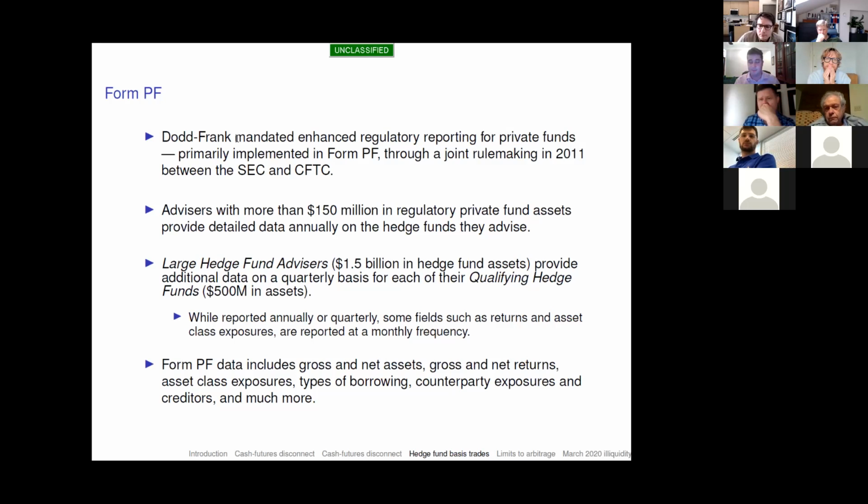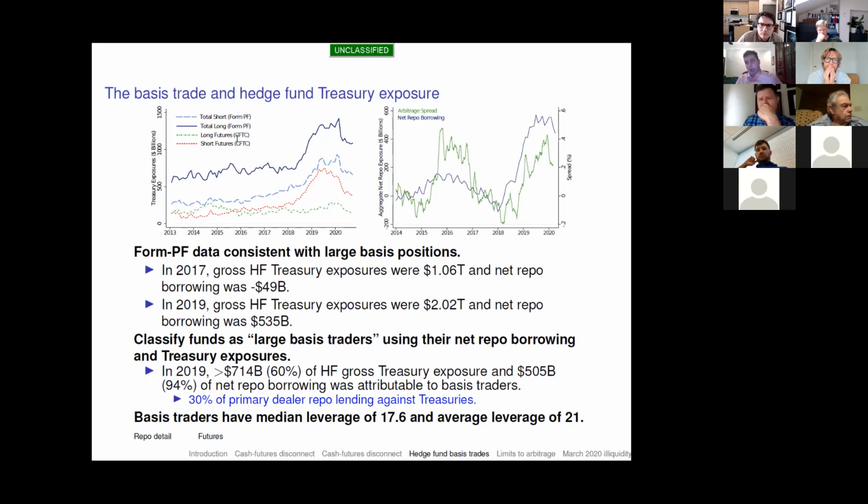So, what this slide is arguing is essentially that if we look at the aggregate positions of these hedge funds, they bear a lot of similarity to that picture of a basis trader, right? So if we look at the figure on the left, the dark blue line is showing rising long cash exposures around 2018. And the size of that rise is about $500 billion. At the same time, the light blue line shows rising short treasury exposure. But again, these mix cash and futures exposures.